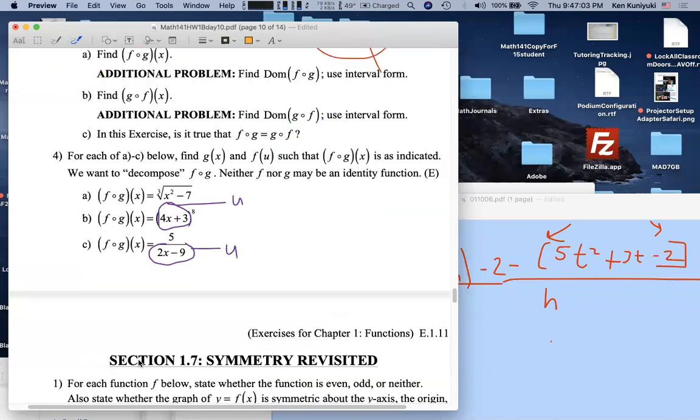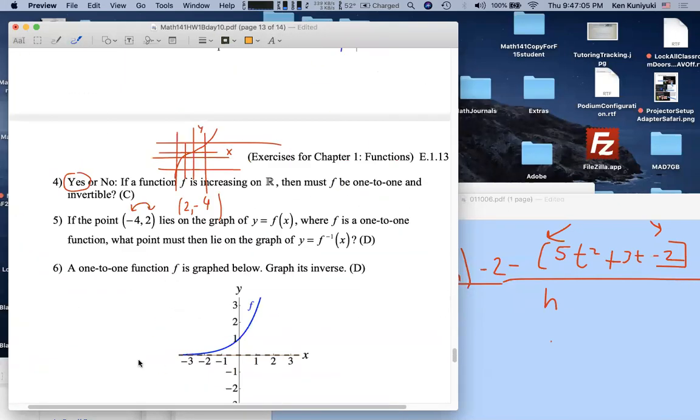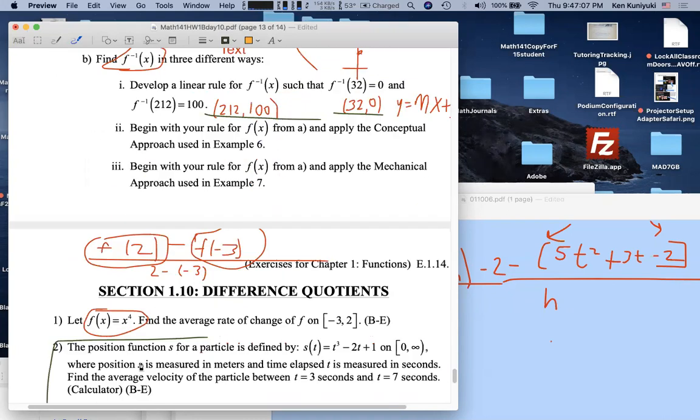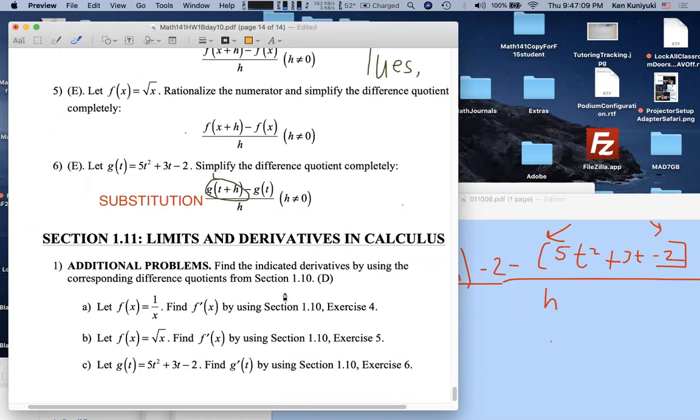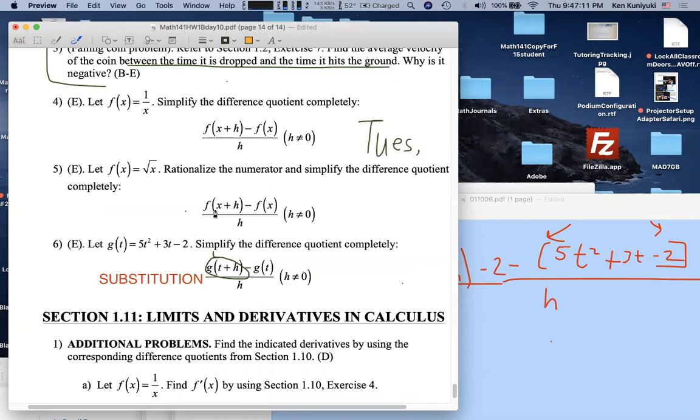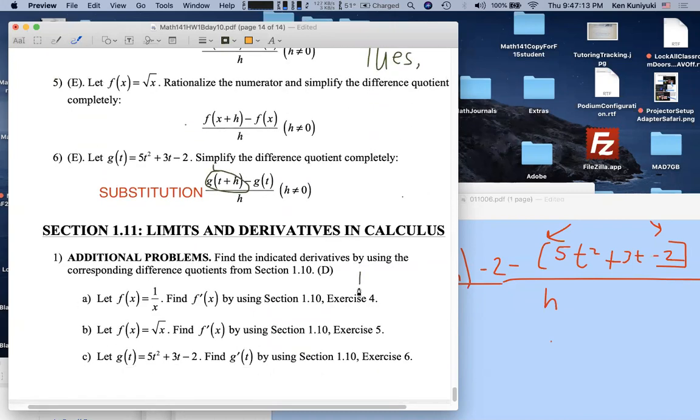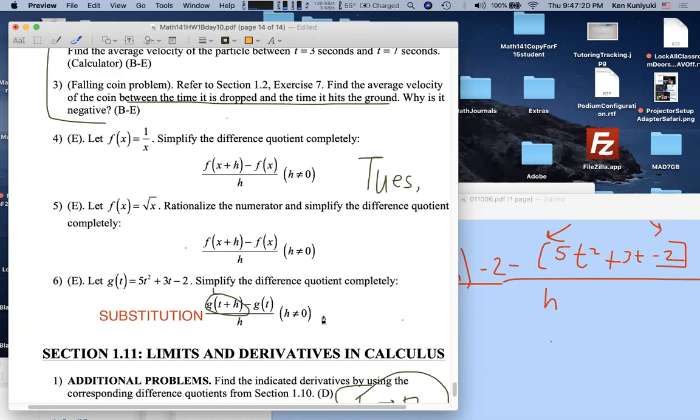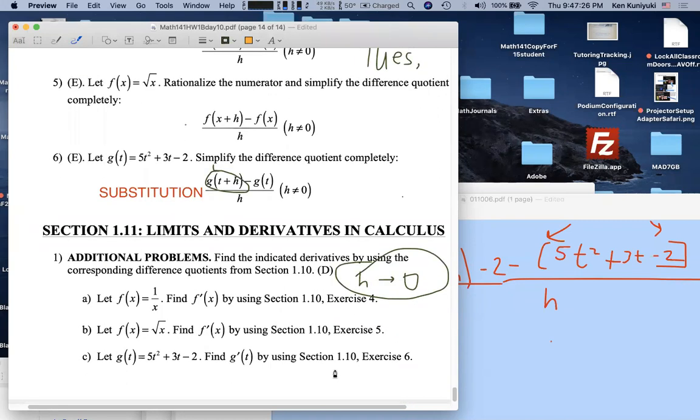Okay. Now 1.11, remember, those were optional problems. And the idea is that basically you take the results here and you let h approach 0. So for 4, 5, and 6, you should have ended up with an expression with h in it. You let h approach 0. That is, you replace h with 0, and you see what result you can get.